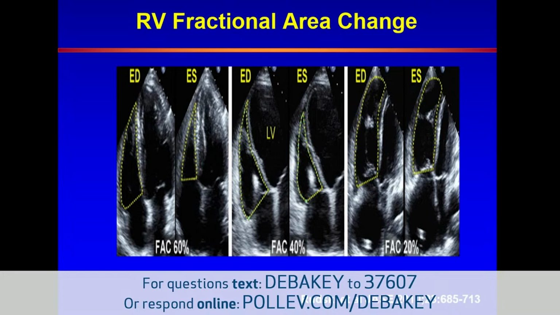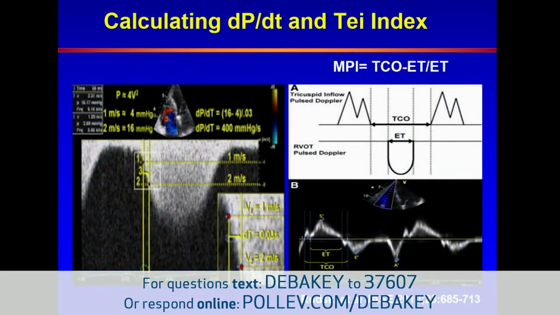Has there been any validation for this fractional area change as an index of RV systolic function? Yes, there are validation studies that showed its correlation with CMR, 3D, also echo 3D EF with decent correlations. Having said that, there is always some degree of spread, perhaps related to the quality of the images and to what extent the pathology is focused on that inflow portion or also the outflow, which we are not accounting for.